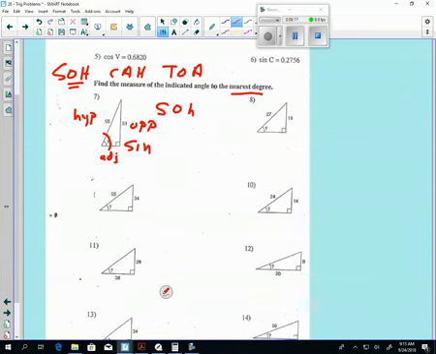Now this time I don't know what that angle is, so I'm going to use this Greek symbol. It's just a circle with a line through it. That's called theta in Greek letters. So sine theta equals opposite side over hypotenuse. Sine of theta will equal 51 over 55.